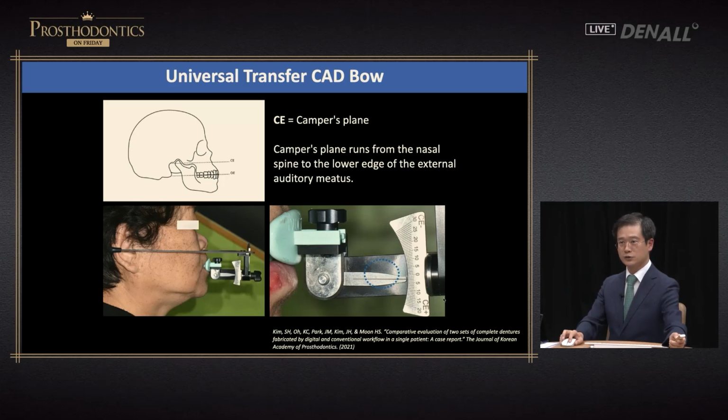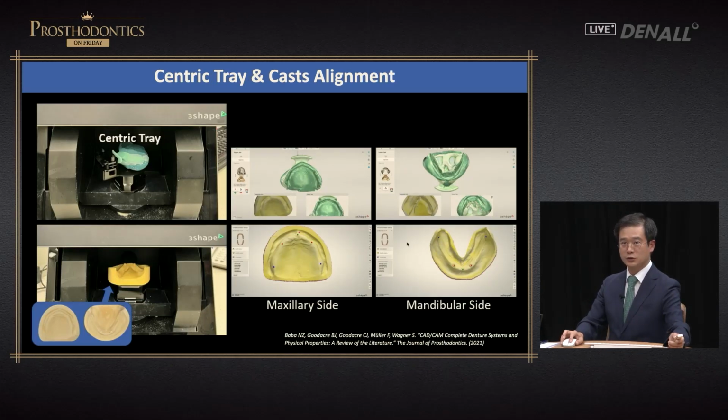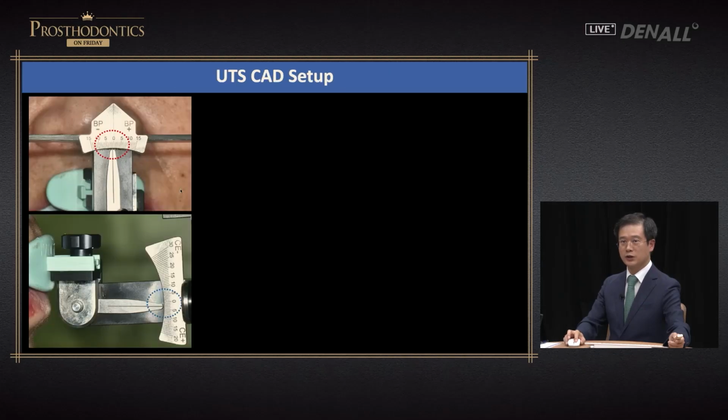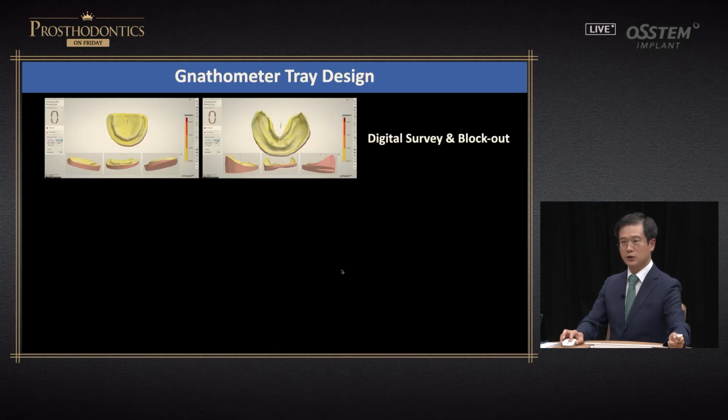The angle is checked as the patient bites on it. I check a campus line and interpupillary line. And I use a centric tray to register the bite of upper and lower. And on top of it, there's the face bow. On CAD software, there's this program. Using this, you can design a customized tray for the patient.